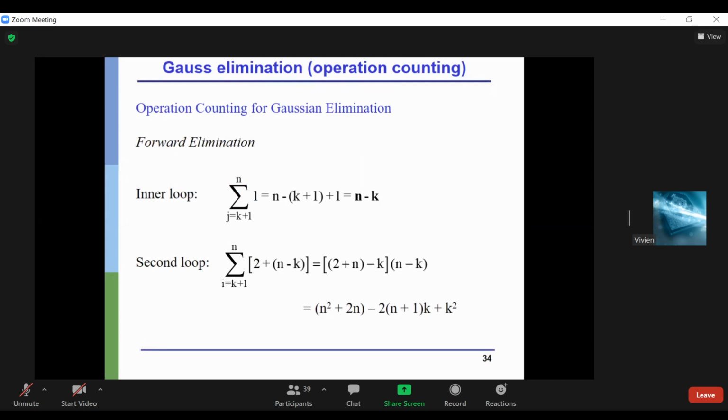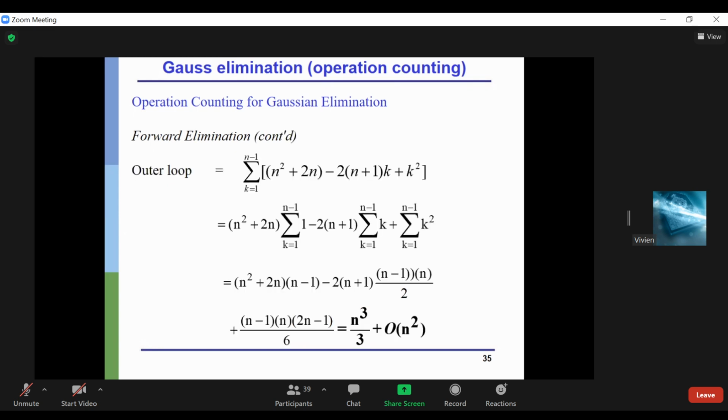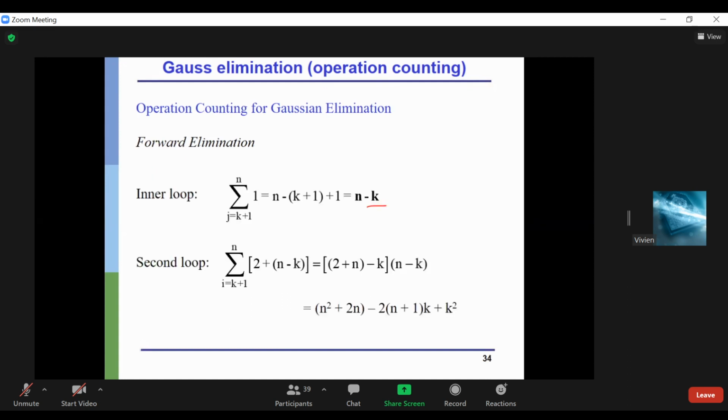So if you want to calculate the operations needed, how many flops are needed for this procedure, we see we have the inner loop. This is for forward elimination. We have the inner loop, then the second loop, and also the outer loop, which we have seen before. We loop over the columns, and for each column we have to loop over each row, and for each row we have the inner loop to subtract the elements in the row with the pivot row.